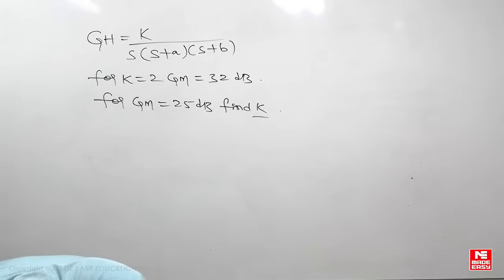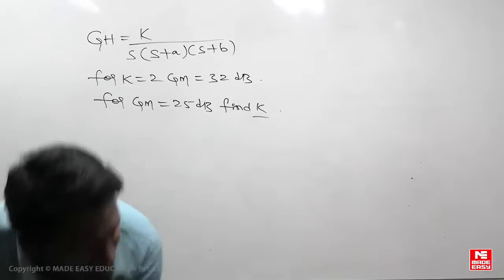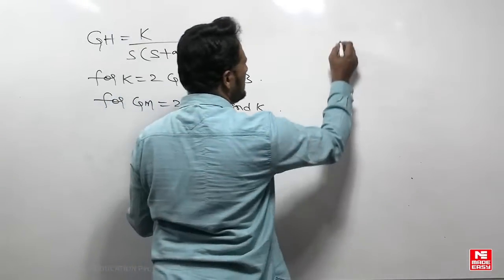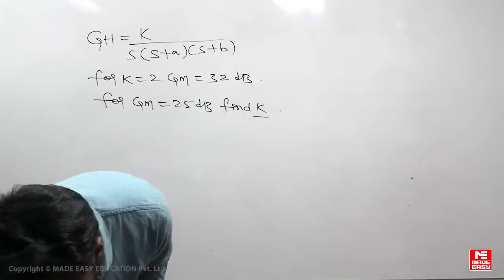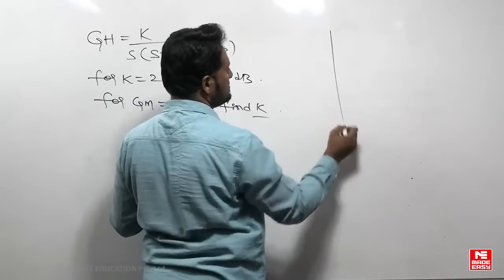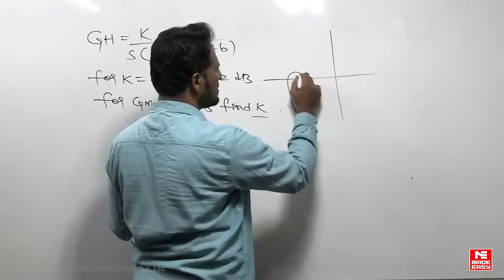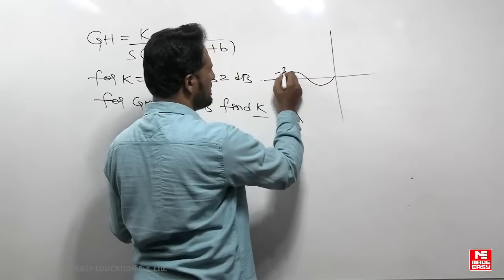Hemant, yes, you're right. Ashwin is asking, sir, how did minus 3 greater than minus 1 come? Minus 3 greater than minus 1? Ashwin, see, this was the polar plot, minus 3.